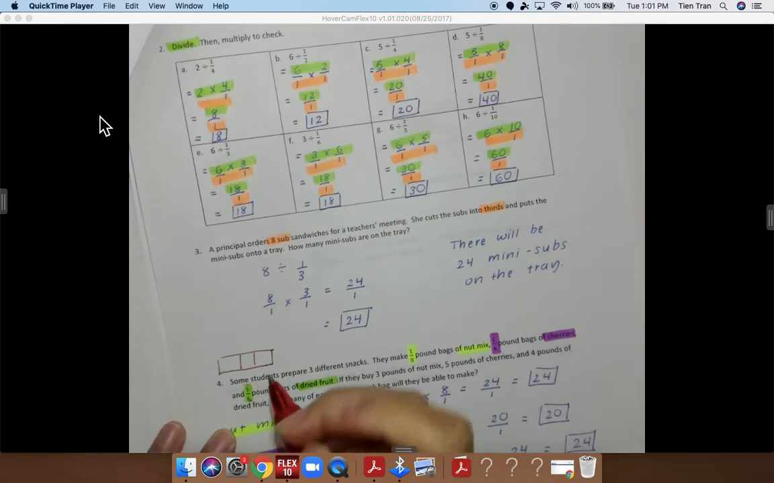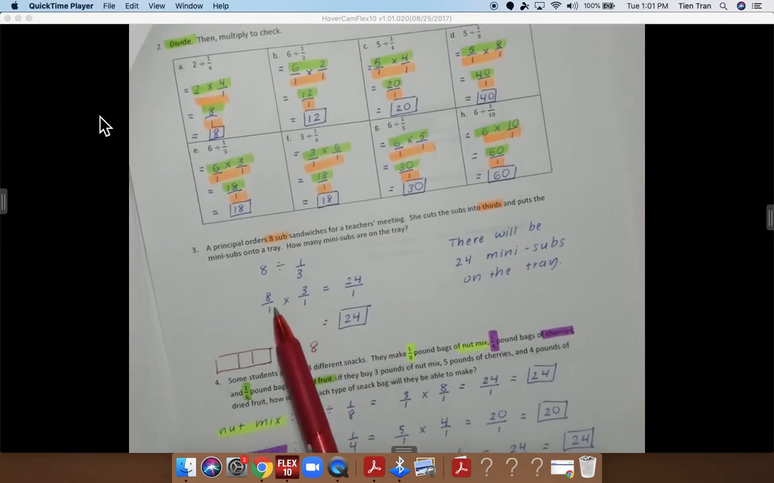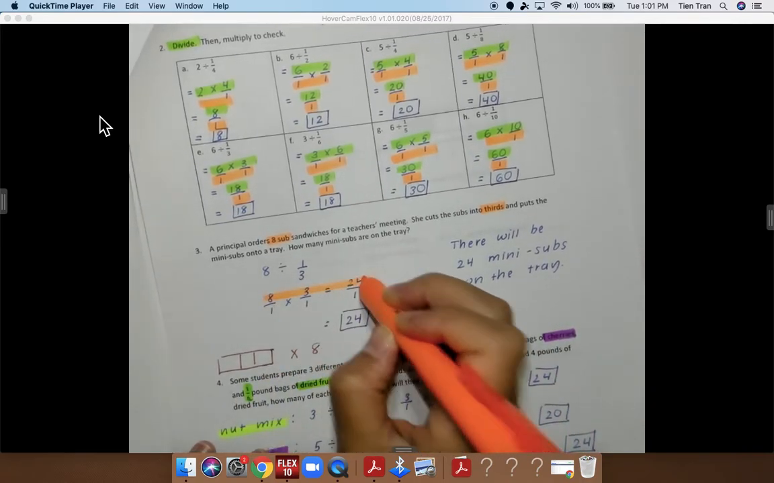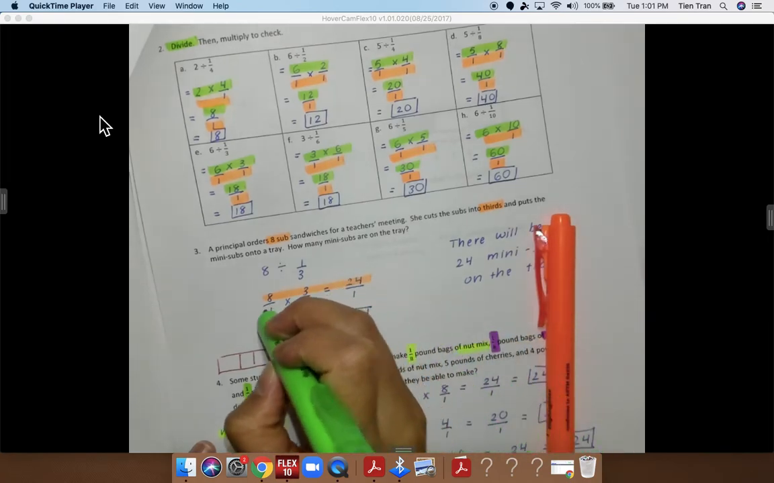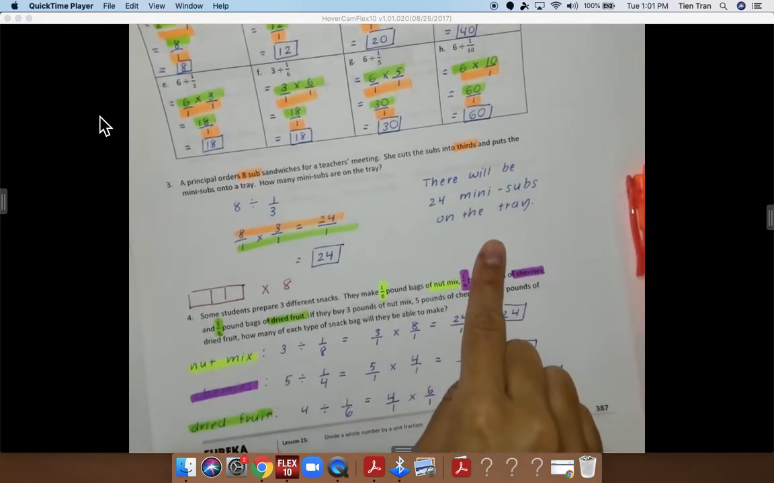So if you have 3 pieces times 8, you would get 24. So that's what's going on here. 8 times 3 is equal to 24. And 1 times 1 is equal to 1. So there are going to be 24 mini subs on the tray.